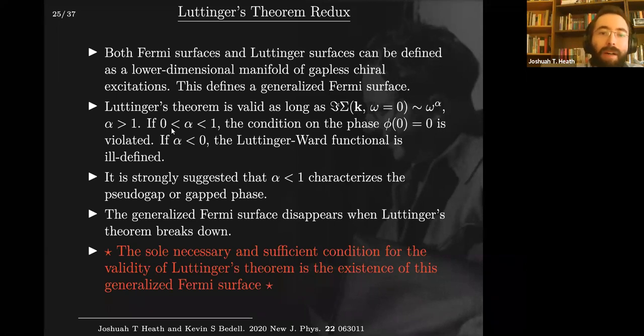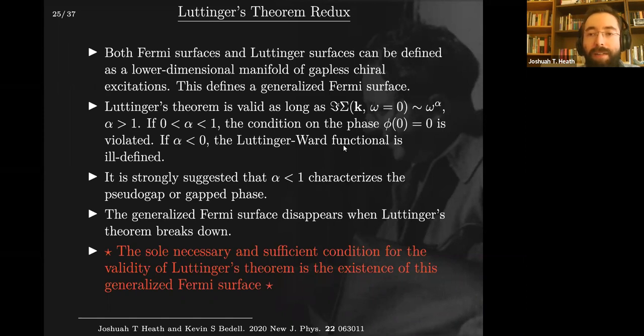That's an excellent point. So this alpha between 0 and 1, I agree with you. I don't believe it should be gapped. What is happening in between there, I really don't know. I think more work has to be done on Fermi arcs in this context, as well as in general on what's happening for alpha between 0 and 1. I don't believe it's gapped, but if that is the case, then what I'm saying is that the phase in this condition, phi 0 equals 0, will break down. Basically, the imaginary part of the self-energy and the real part of the self-energy will both go to 0 at the same rate. So I still have a well-defined Luttinger-Ward functional.